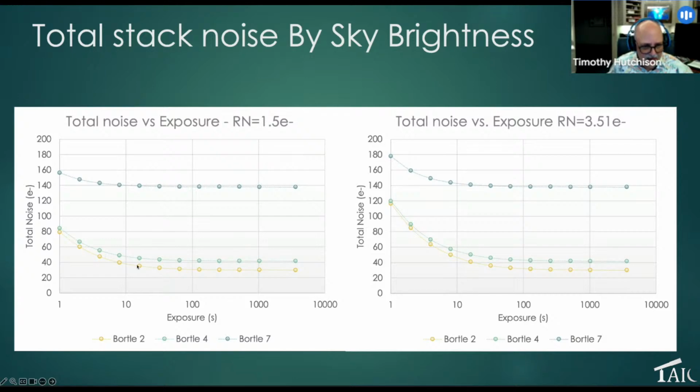The Bortle 2 guy has to shoot much longer. He has to come out here somewhere before he's really getting to the same point. All right, now I'm going to ask you to look at both graphs, because notice that no matter if our read noise is 1.5 or our read noise is 3.5, or trust me, it would be the same if I did 7 or if I did 25 electrons of read noise, given enough time, we get to the same value.